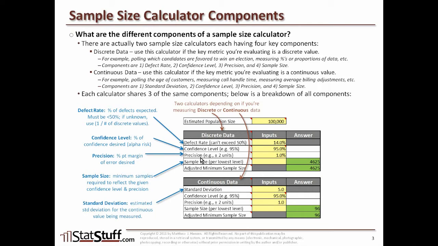Another value on here is the standard deviation. This is unique to the continuous data calculator. The other one had the defect rate at the top, but the continuous data one has the standard deviation. And it's really easy to calculate. You can use Excel or some simple formula.